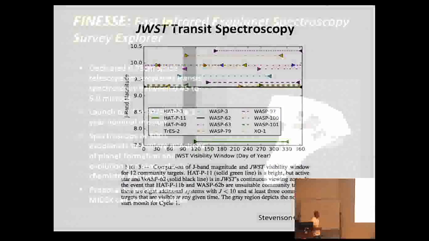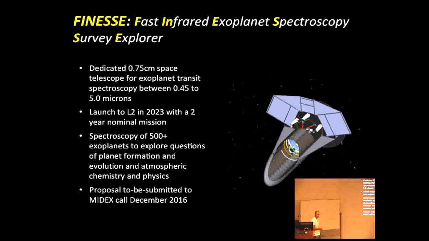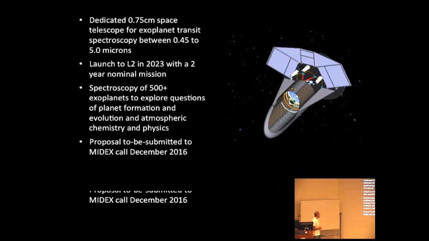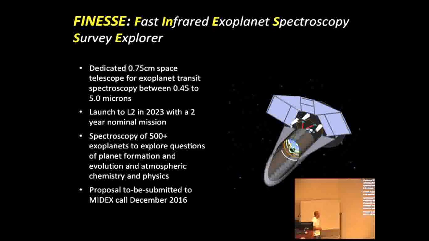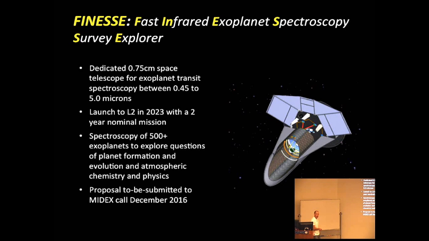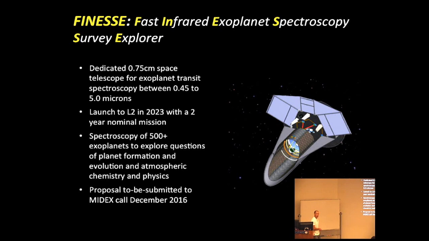We all know about JWST, but will there be science to do beyond JWST in this area? And I think the answer is yes. Some of us in this room are working on a mission called FINESSE, which is being led by Mark Swain at JPL. The concept of FINESSE is a dedicated space telescope for exoplanet transit spectroscopy, and to do not just tens of planets, as we may do with JWST, but hundreds of planets to advance the state of comparative planetology and to a more rigorous statistical footing.